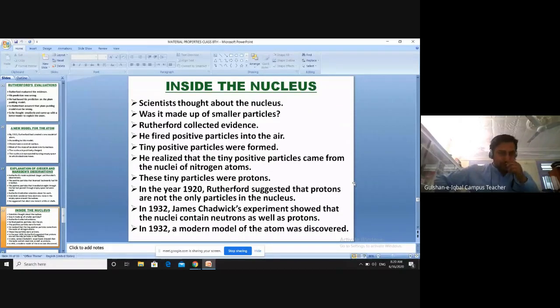For that, Rutherford again collected some evidence. To perform the experiment, he fired some positive particles into the air. Now tiny particles were formed in the air, very tiny particles. Now, what is present in the air?